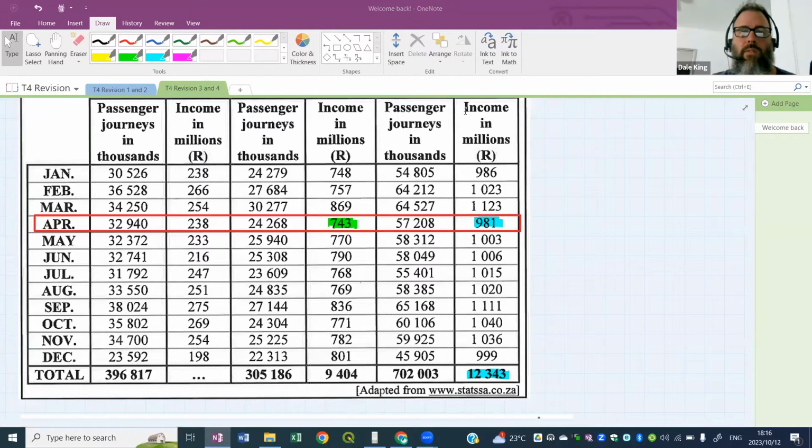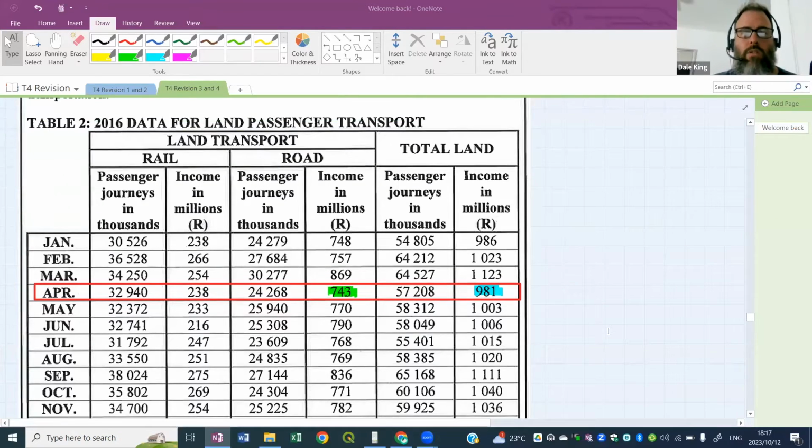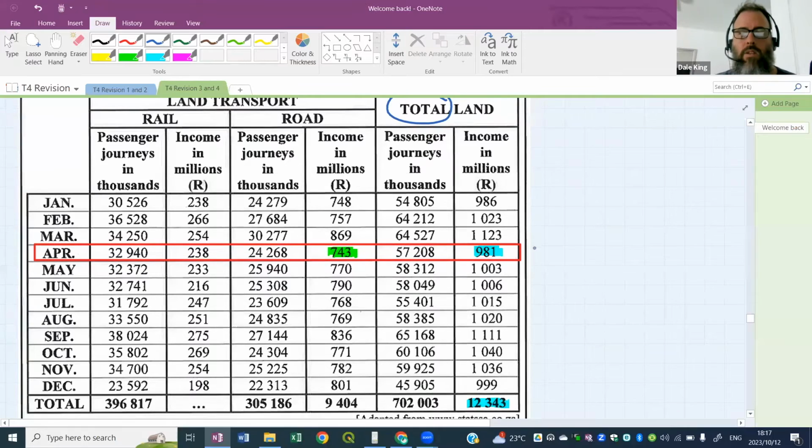I think they would have to accept both because they're both totals. But how do you refer to the bottom number specifically? The grand total? Because this top column says total, right? This says total land, and this is the total land income, but this is specifically the total land income for April. The total or the grand total income is right down at the bottom.